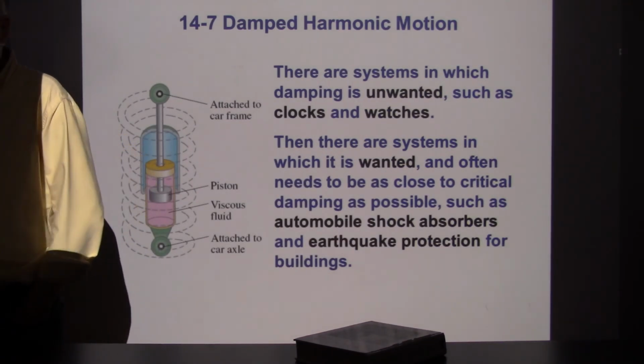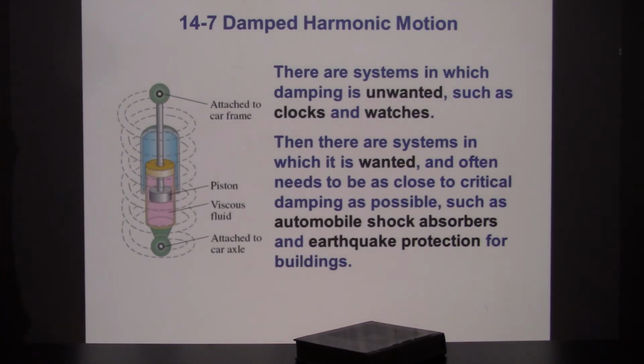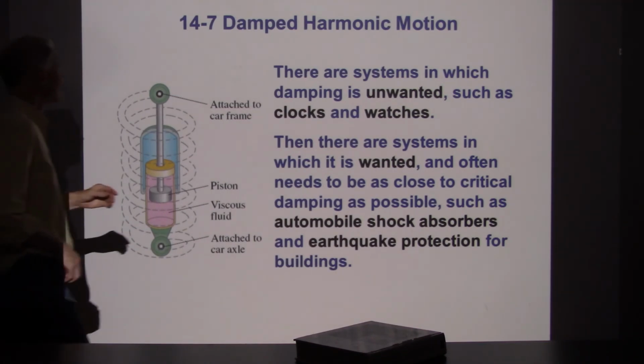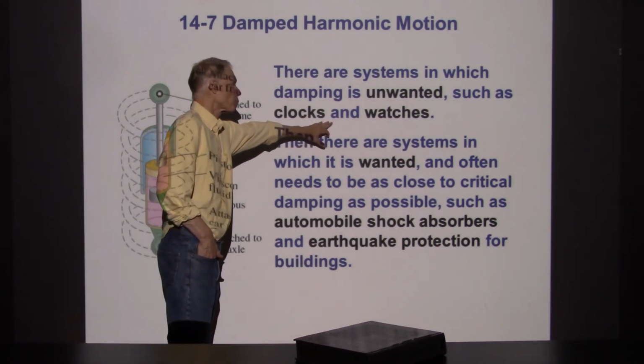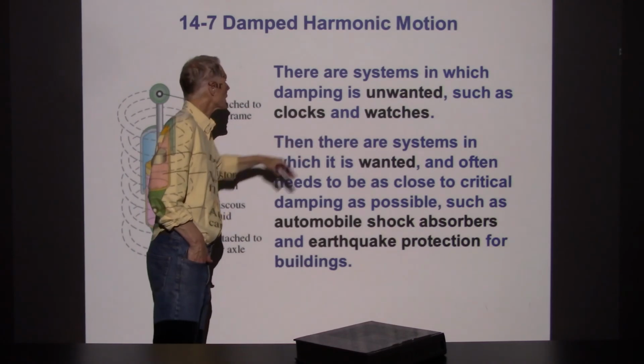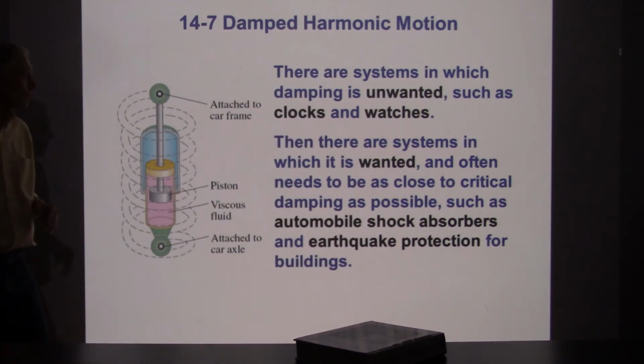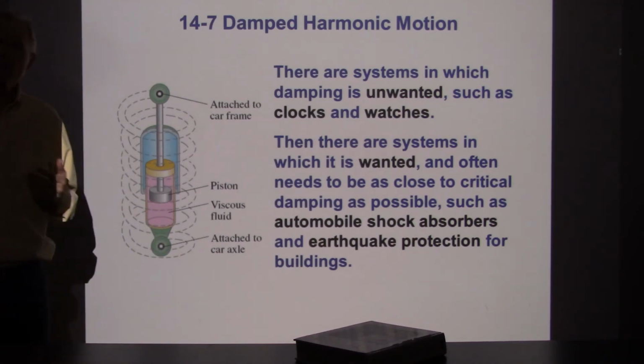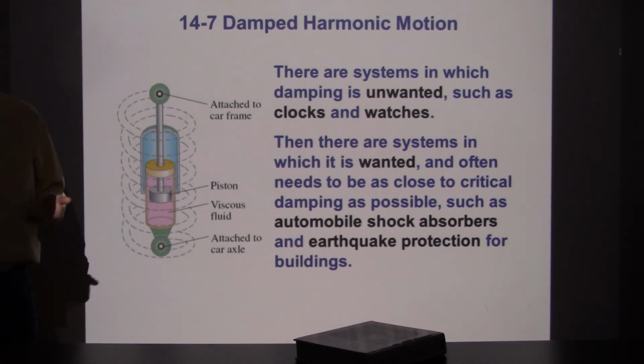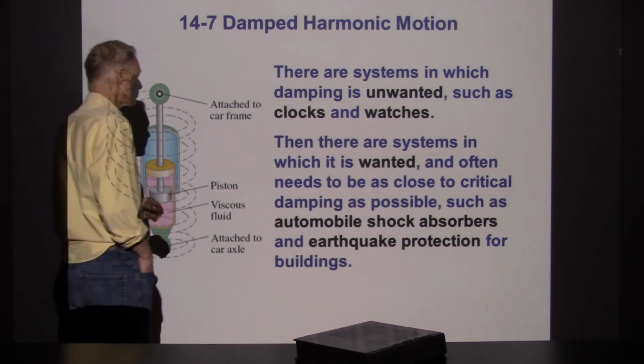Now, with damped harmonic motion, sometimes we want damping, sometimes we don't. Sometimes we want things to continue oscillating. The example they give here is a spring inside a watch or a clock. A suspension system, typically, you want to be critically damped or possibly overdamped. So if you hit a bump, you return back to equilibrium without all the oscillations taking place.